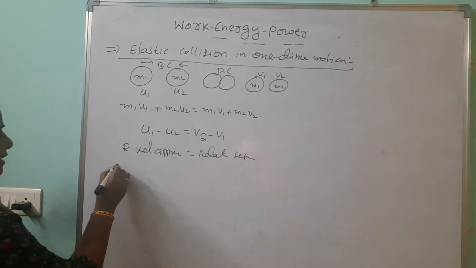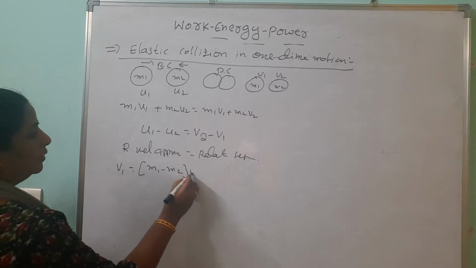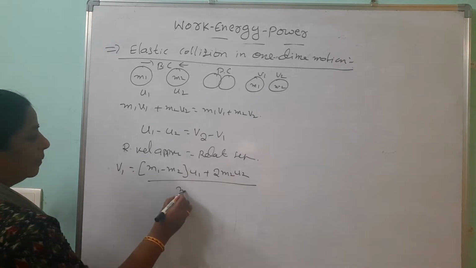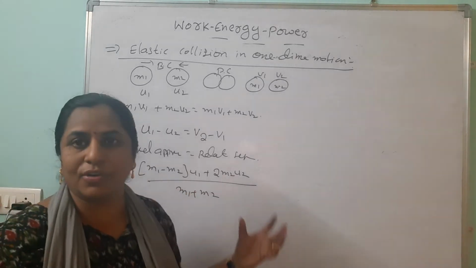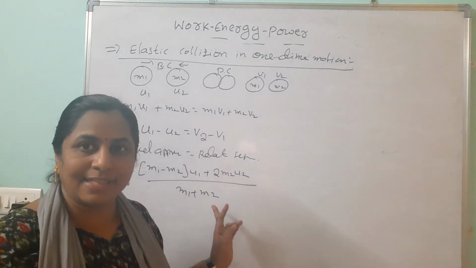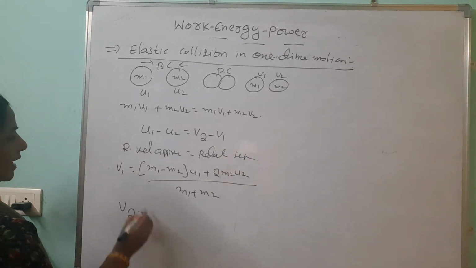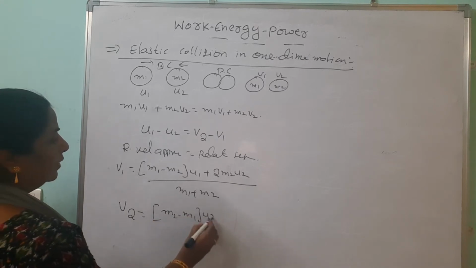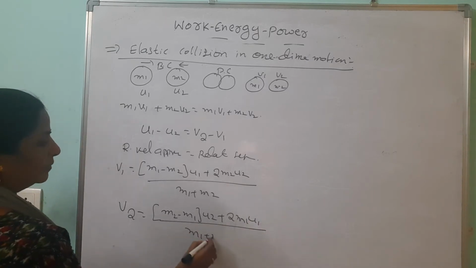From this you get the expression for v1. v1 equals (m1 minus m2) u1 plus 2 m2 u2, divided by m1 plus m2. When you know the masses and the velocities before collision, you can find the velocities after collision. This is the first body's velocity after collision. Like that, the second body's velocity after collision is v2 equals (m2 minus m1) u2 plus 2 m1 u1, divided by m1 plus m2.